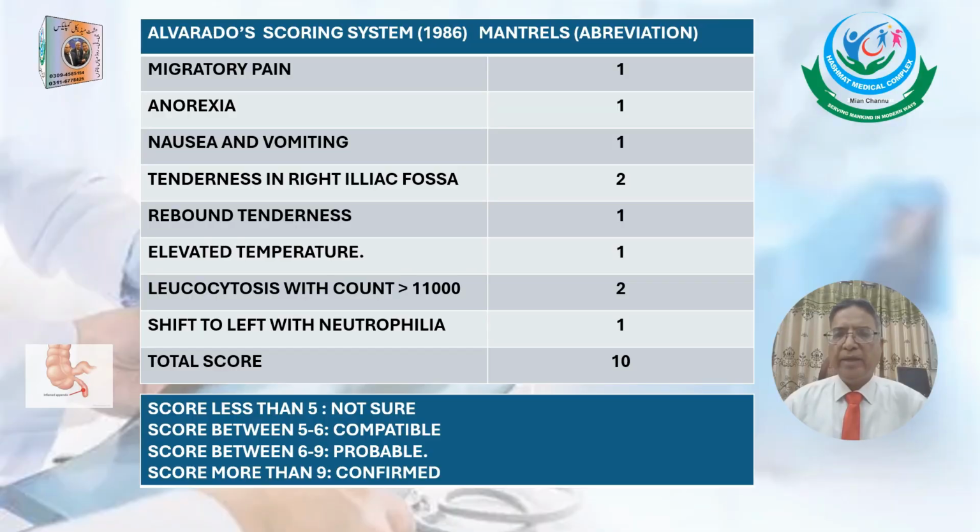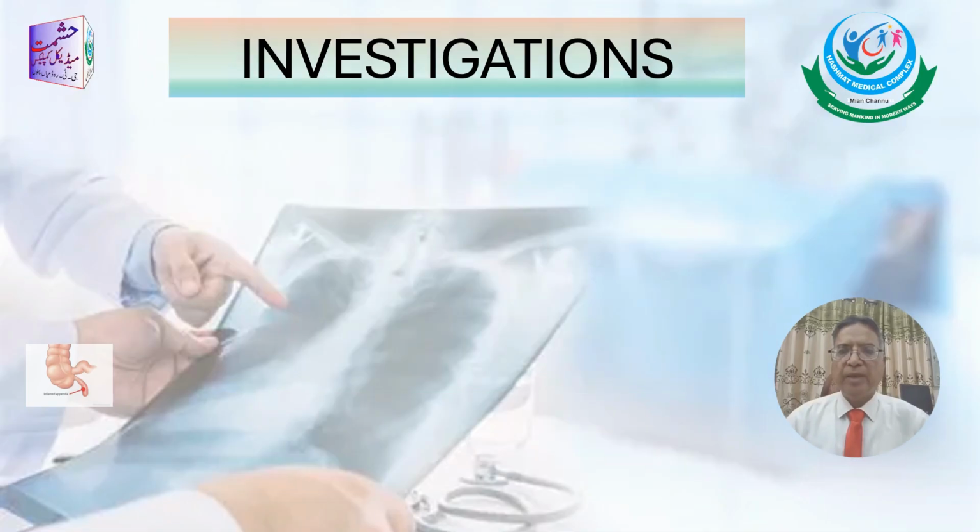They include migratory pain, anorexia, nausea and vomiting, tenderness in the right iliac fossa, rebound tenderness, elevated temperature, leukocytosis with a count more than 11,000, and shift to the left with neutrophilia, making a total score of 10. When the score is 5, appendicitis is not sure. A score between 5 and 6, appendicitis is compatible, and a score between 6 to 9, appendicitis is probable, while a score more than 9 indicates confirmed acute appendicitis.